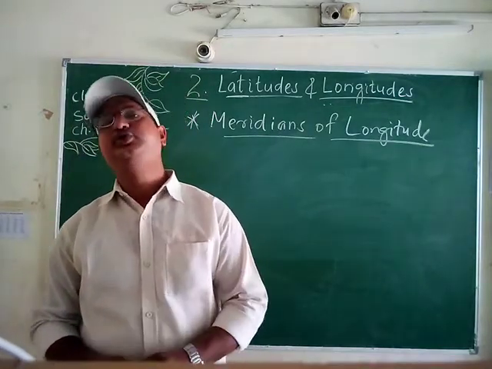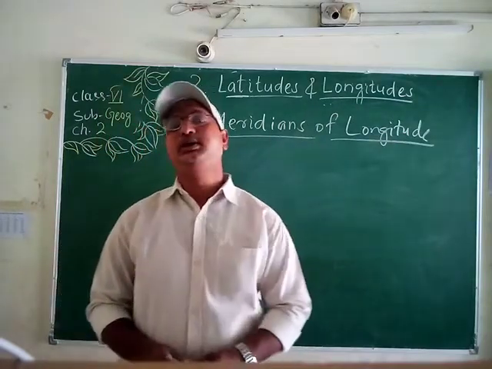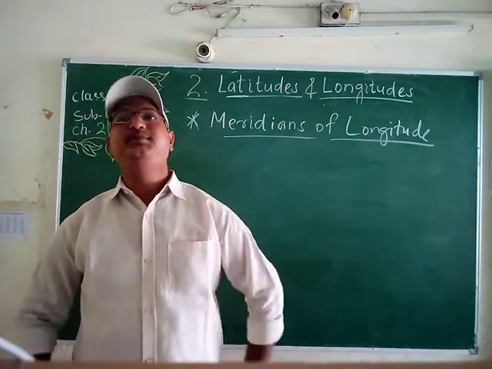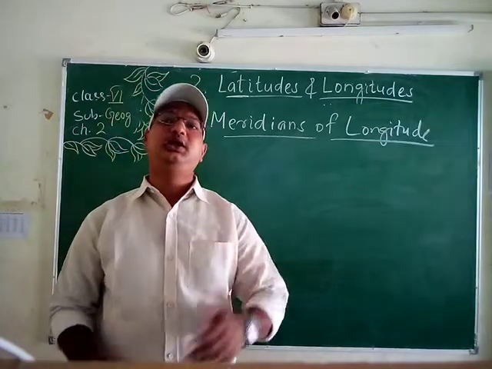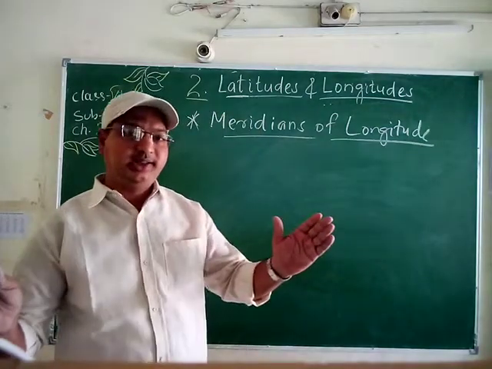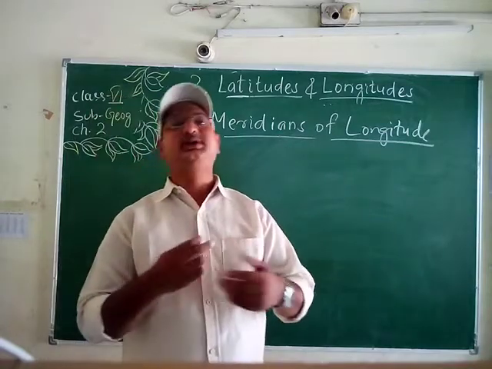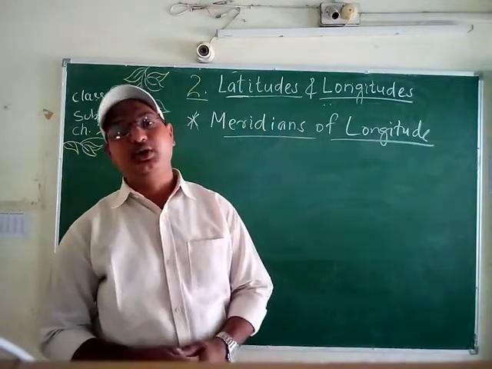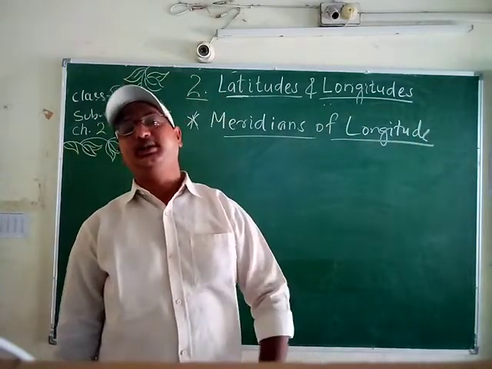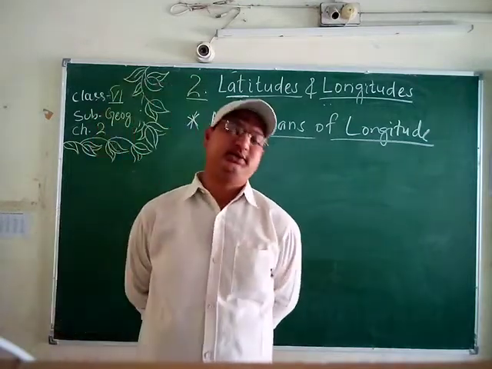The meridians of longitude run from one pole to another, that is from the north pole to the south pole. So they are not parallel lines. As they meet at the poles, they are not parallel, but they are equal in length. Students, remember one thing: the latitudes are parallel but they are not equal in length. As you go upper and upper, or lower and lower, the distance decreases, but it doesn't happen with the longitudes. They move from one pole to another and they are equal in length and they are never parallel.